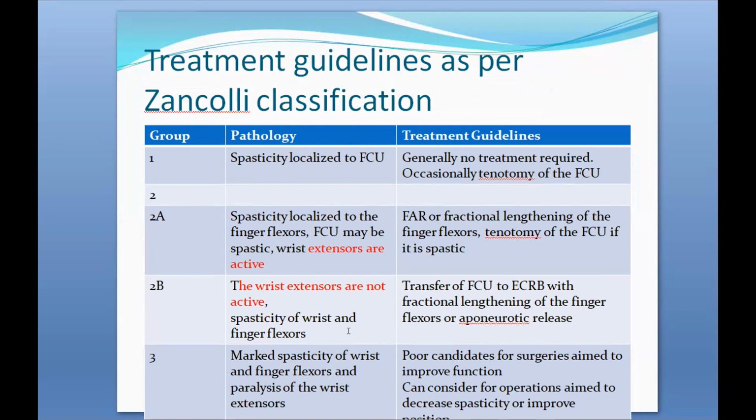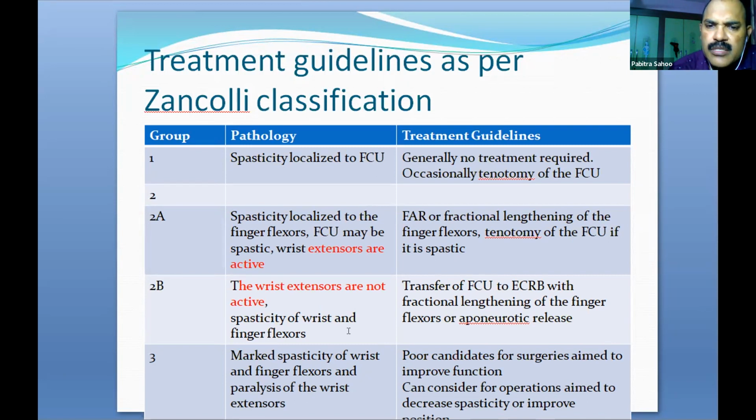Now coming to the treatment part as per Zancolli classification. Zancolli classification 1: what is it? The fingers can be extended with the wrist in neutral position or less than 20 degrees of flexion. This is a normal function, one can manage with that, you need not go for any sort of treatment. But if you feel that the FCU is spastic and that 20 degree flexion is because of FCU, you can go for reduction of spasticity of FCU by Botox injection or by tenotomy of the FCU. The best way is Botox injection, botulinum toxin. So not much treatment is required for Zancolli type 1.